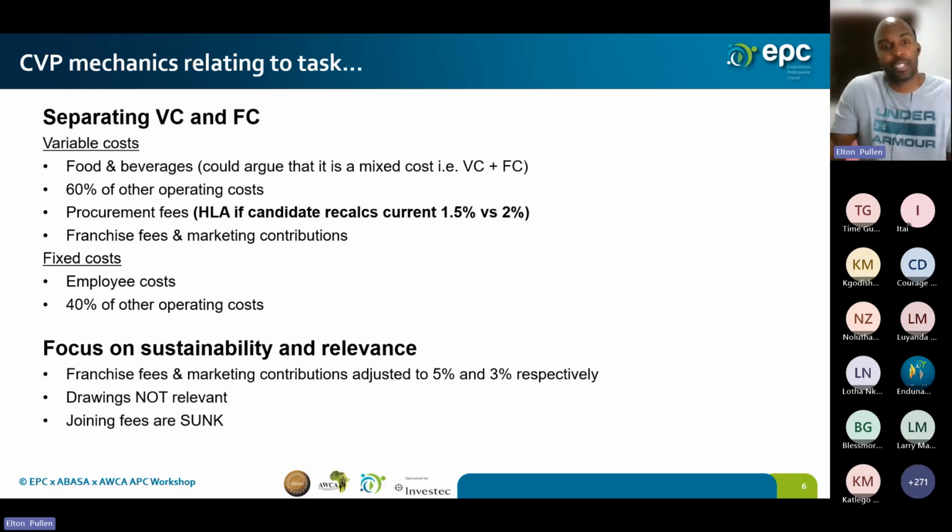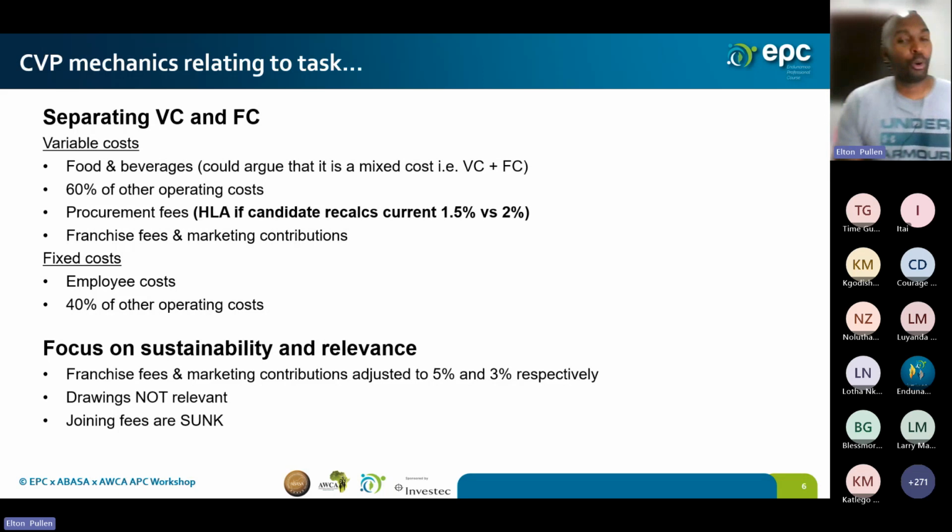Whenever you're stuck and you don't know whether something is fixed or variable, ask yourself, will it change with the cost driver? Which in this case probably would be meals. So if the meals go up, clearly the employee costs won't go up. So clearly employee costs must be fixed. And then obviously the balance of the 60%, the 40%, must also be fixed. Cool, Ita, I see your hand is up. Okay, is it down? Okay, cool.